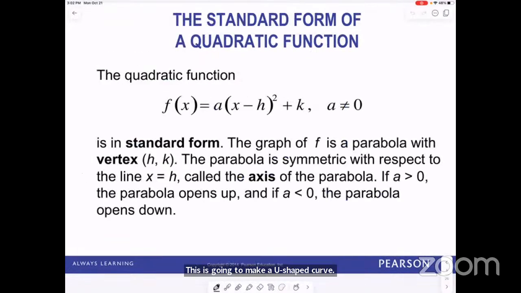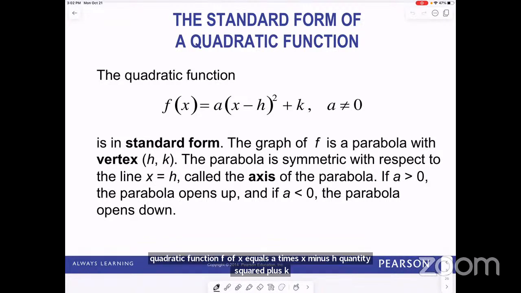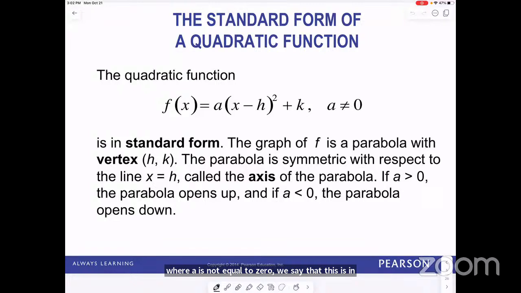Then we want to take a look at what we mean by the standard form of a quadratic function. The quadratic function f of x equals a times x minus h quantity squared plus k, where a is not equal to 0, we say is in standard form. The graph of f is a parabola with the vertex h comma k. The parabola is symmetric with respect to the line x equals h. It's called the axis of the parabola. If a is positive, the parabola opens upward, and if a is negative, the parabola opens downward.